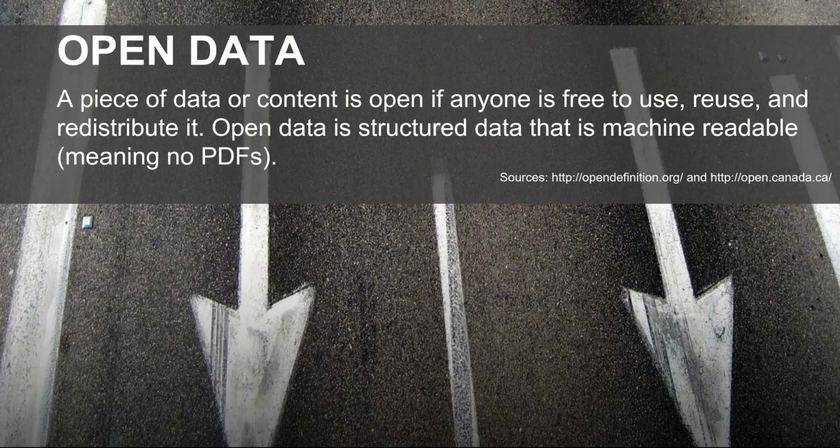First of all, what is OpenData? Well, the common definition of OpenData is that a piece of data or content is considered to be open if it is free to use, reuse, and redistribute. Also, OpenData is structured data that is machine readable, so this means no PDFs. The City of Mississauga's Open Data portal can be found at data.mississauga.ca.